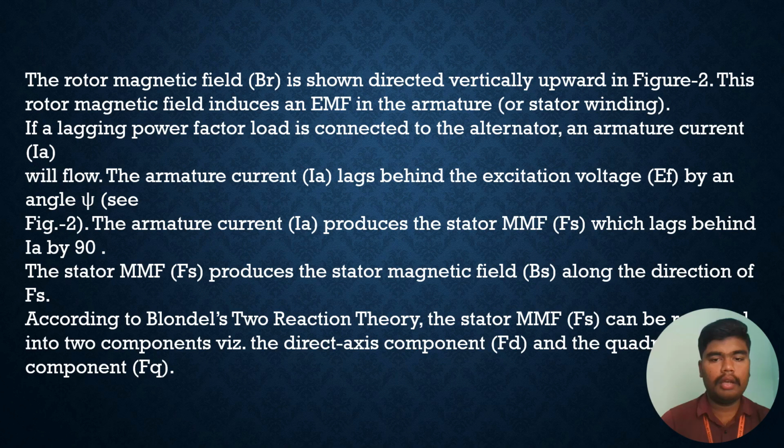The armature current IA produces the stator MMF, which lags behind the armature current by 90 degrees. The stator MMF produces the stator magnetic field along the direction of MMF. According to Blondel's two reaction theory, the stator MMF can be resolved into two components: the direct axis component and the quadrature axis component.